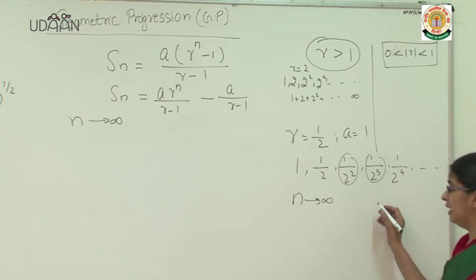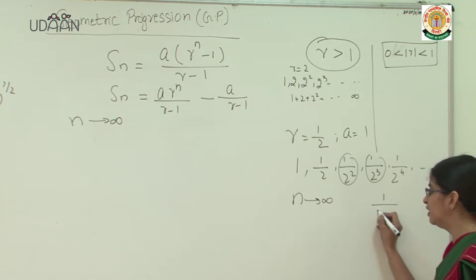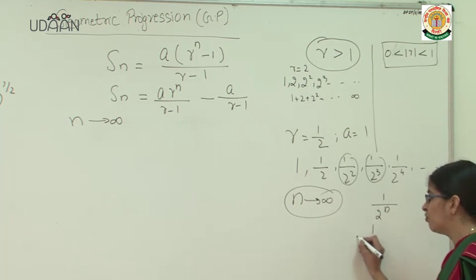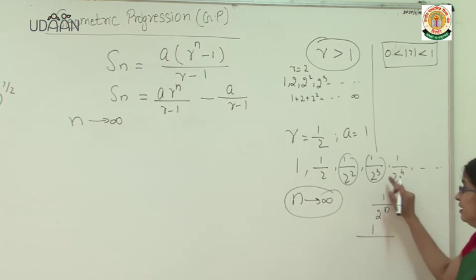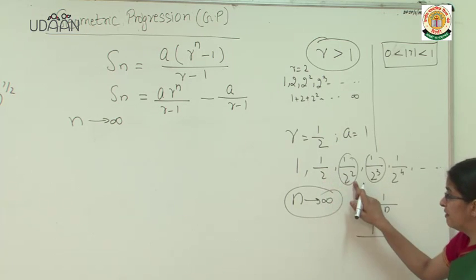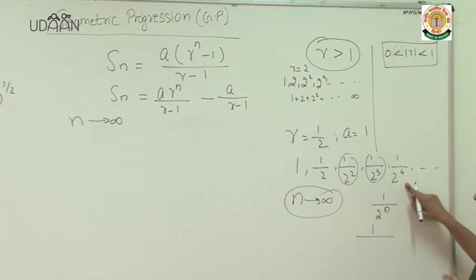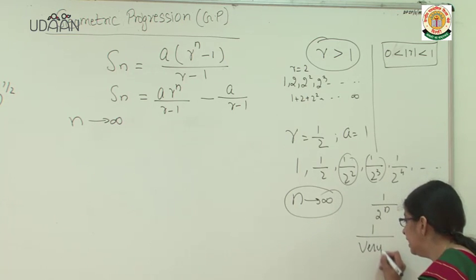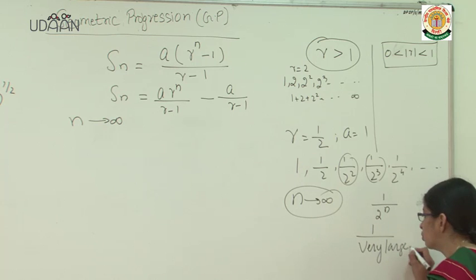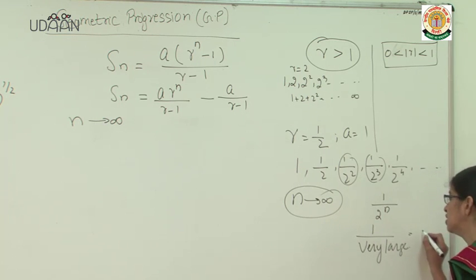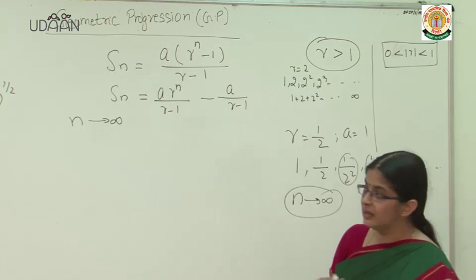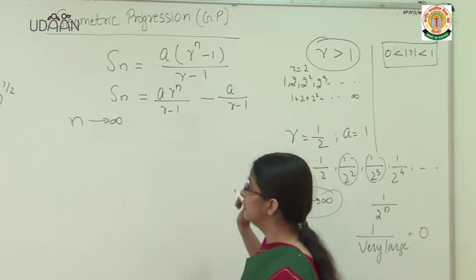At the extreme right, it will be 1 by 2 power n. As n tends to infinity, the denominator 2, 2 power 2, 2 power 3, 2 power 4, etc., 2 power 100, 1000, will be a very large number. So 1 by a very large number is very small, negligible. We can take its value to be 0. Let us put the value here.